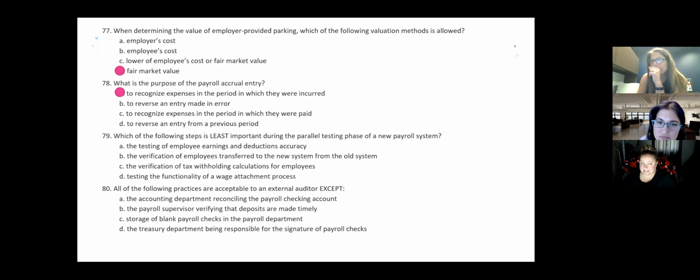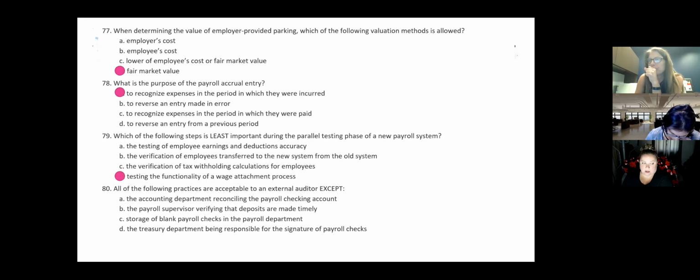Which of the following steps is least important during the parallel testing phase of a new payroll system? Again, that keyword is least. Yeah, I would agree, absolutely. A, B, and C seem super, super important. And while I think that D is also important, we need to make sure we're calculating our wage attachments correctly. I think that A, B, and C are probably higher priority.